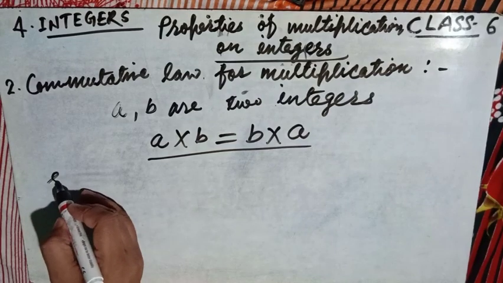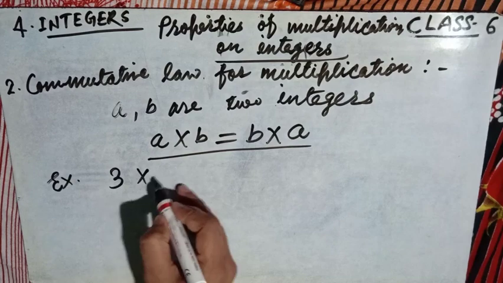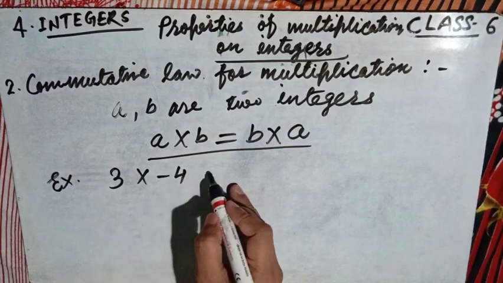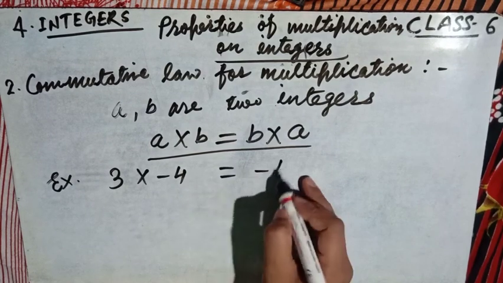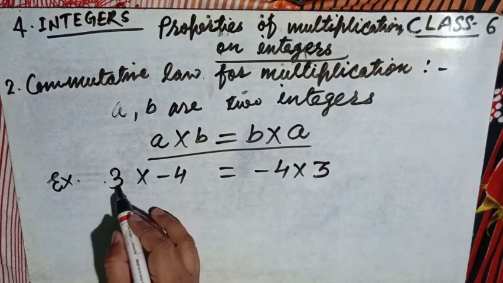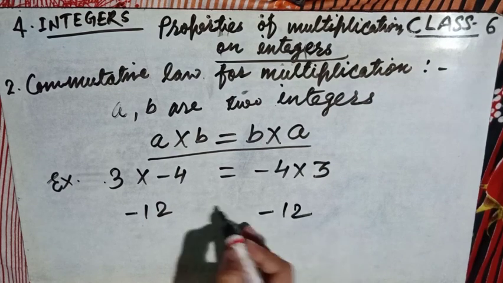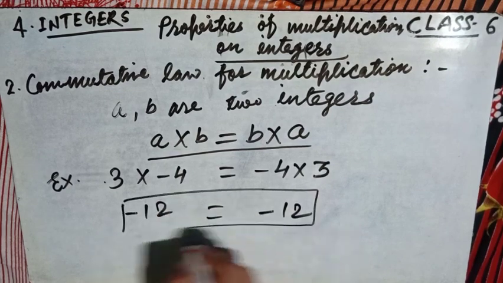Now let us figure it out with the help of an example. Suppose 3 multiplied by minus 4 is equal to minus 4 multiplied by 3. Let us check. Here is plus into minus, minus, 3 fours are 12. Here is plus into minus, minus, 4 threes are 12. That means both have the same value. So this is called the commutative law.